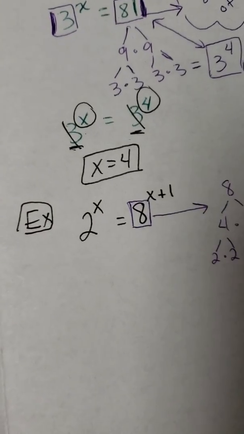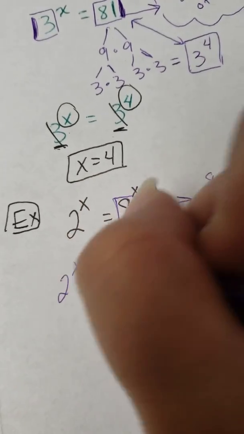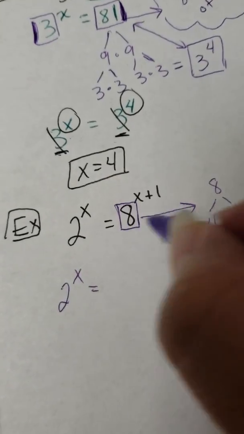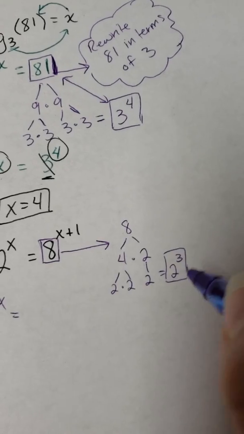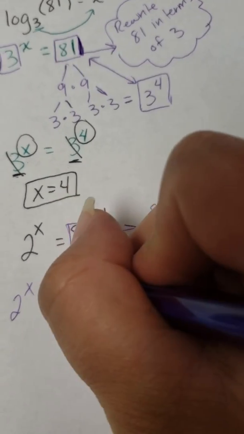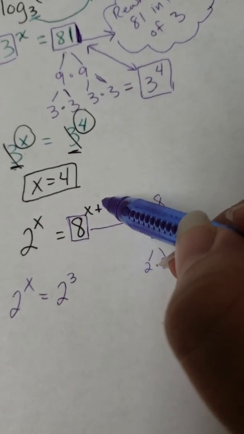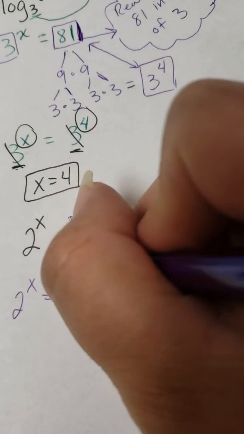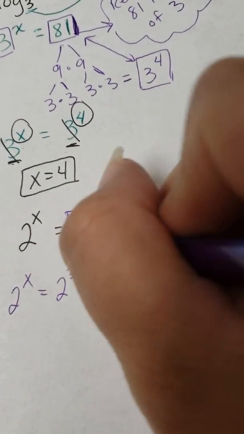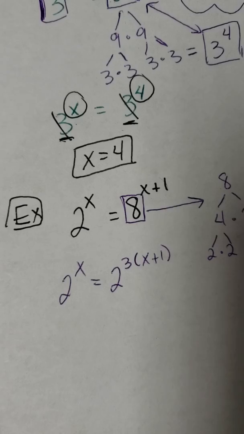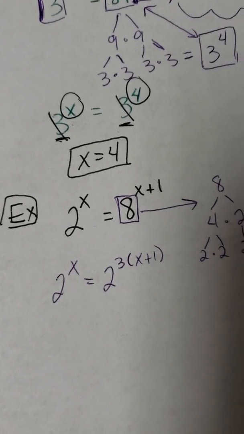So this would now be, let me use the purple one. So 2 to the x is equal to, instead of 8, I'm going to use what I found over here. So 2 to the 3rd power. But since I have more things up here, all that has to go kind of like inside of parentheses, like so. Okay. And then you would just solve it normally.